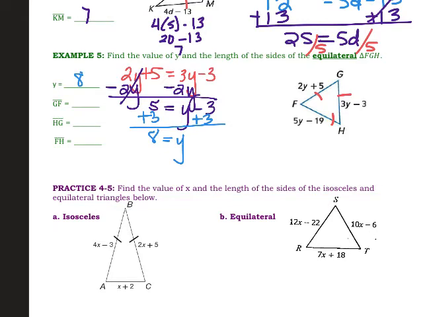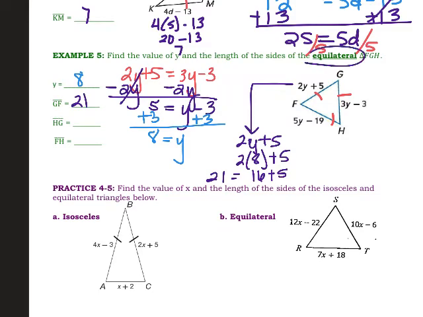So here's my question. Do you think I have to plug it into all 3 equations? No, just plug it into the one that you find easier. So I'm going to go with the 2y plus 5. And we said our y was 8. So I'm going to do 2 times 8 plus 5. What's 2 times 8? 16. What's 16 plus 5? 21. So if you found one side, did you find them all? Yes, because it's an equilateral triangle. All of them were equal.